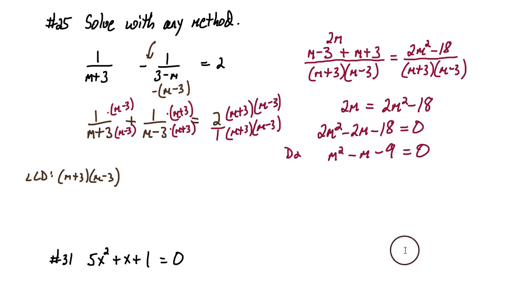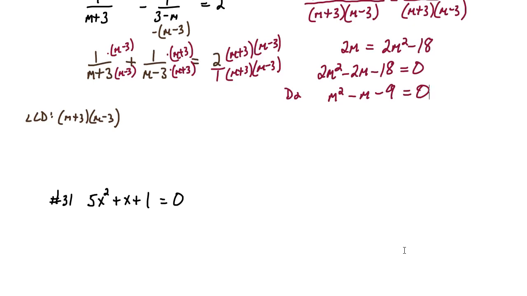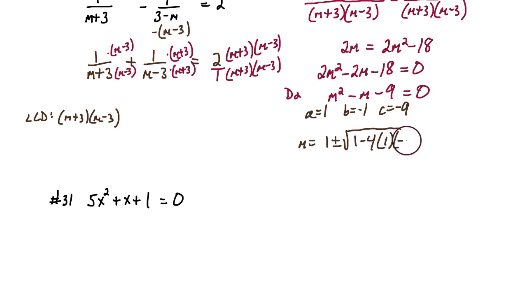At this point, we have a quadratic equation in standard form, and we can choose a method to use to solve it, such as factoring, completing the square, or the quadratic formula. I'm going to use the quadratic formula and identify that a is 1, b is negative 1, and c is negative 9. So we have m equals negative b, that will become a 1, plus or minus. B squared will become a 1, minus 4 times 1 times negative 9. And that's all divided by 2 times a, which will just be a 2.